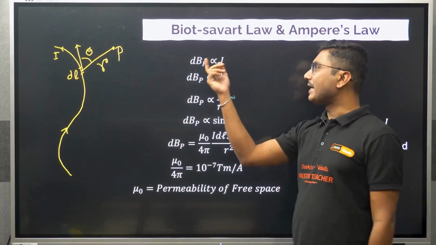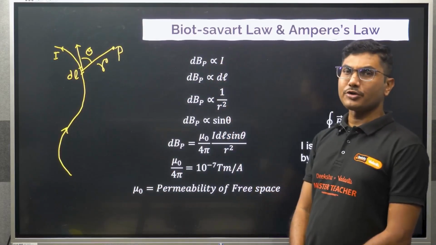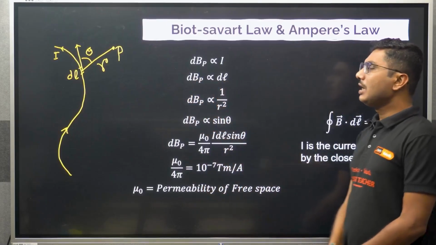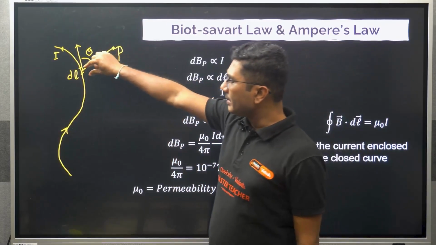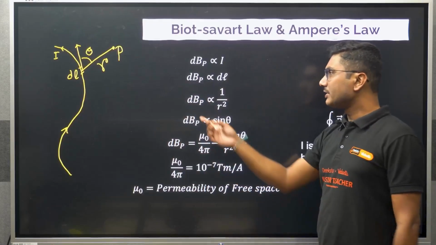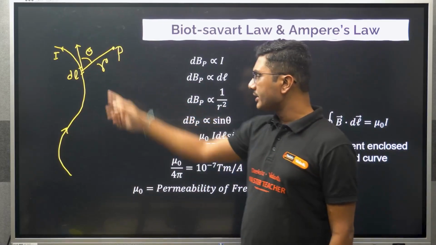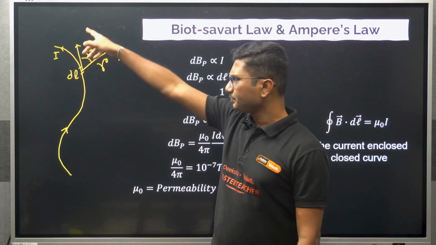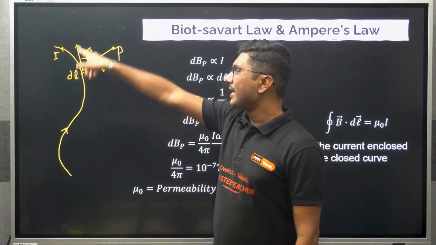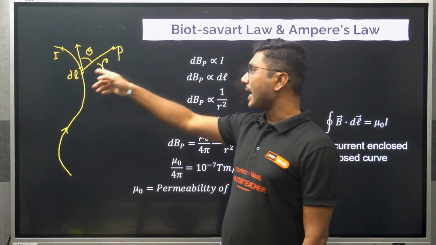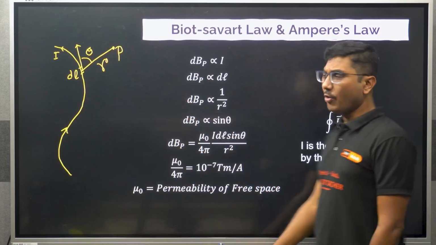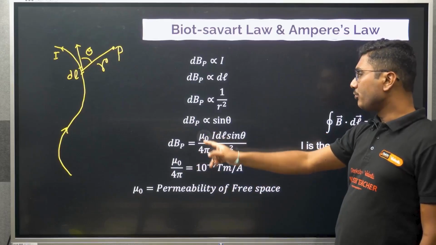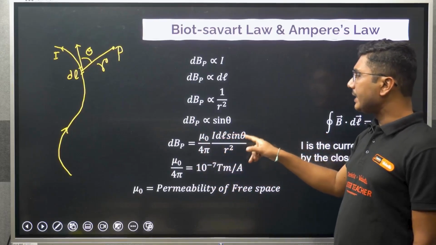So it says that the magnetic field is directly proportional to the current I. It is directly proportional to the length of the element that you are considering. It is inversely proportional to the square of the distance. Okay, it is directly proportional to the sine of the angle the current element makes with the direction vector of the point. So you can write this as dB is equal to mu naught by 4 pi I dl sin theta by r square.